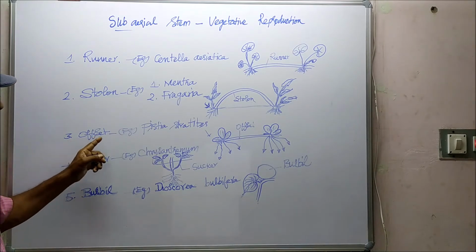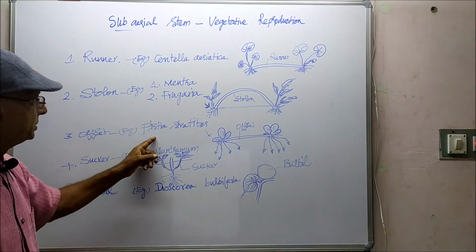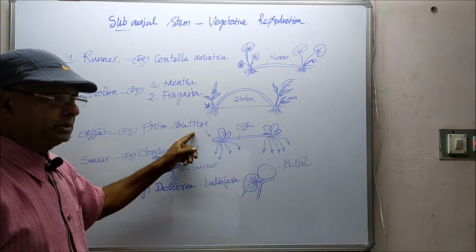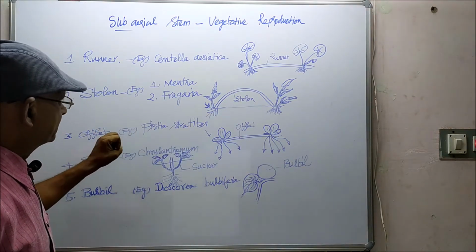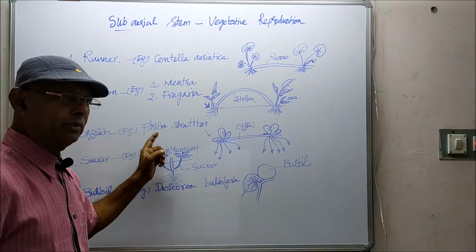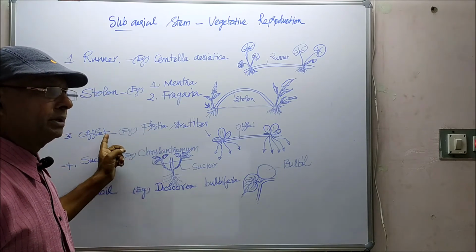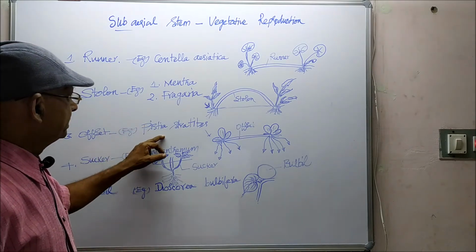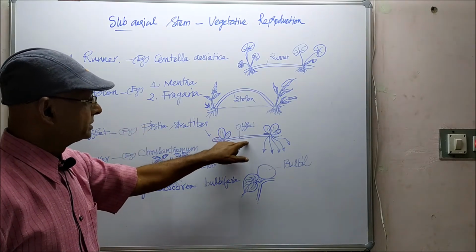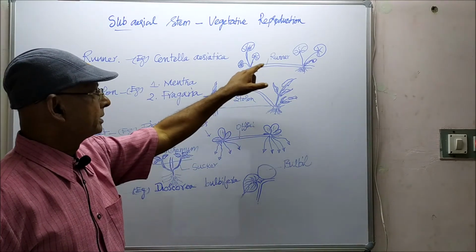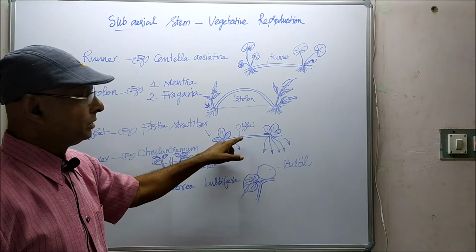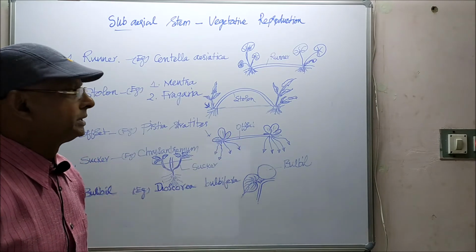The third one is offset. In Pistia stratiotes, offset is produced. Pistia is an aquatic plant. Offset will be produced only in aquatic plants. Pistia produces offset. It is also just like that of the runner, but between runner and offset, there are some differences.